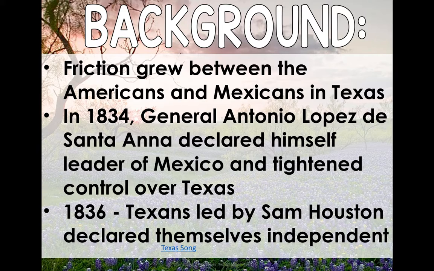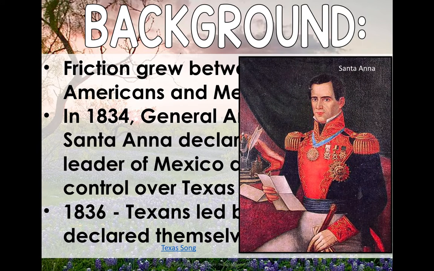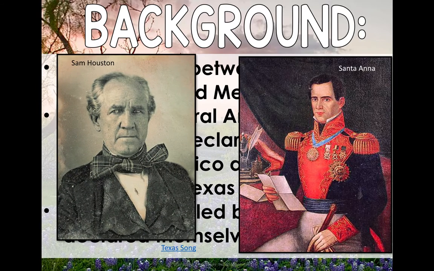A few different things happen, but what we'll talk about is that in 1836, the Texans, who are led by Sam Houston, declare themselves independent from Mexico. And this is the result of trying to have some diplomatic talks, but we know that some of the friction between the Americans and Mexicans was starting to get worse and worse. So there's a picture of Santa Anna. His counterpart is Sam Houston.